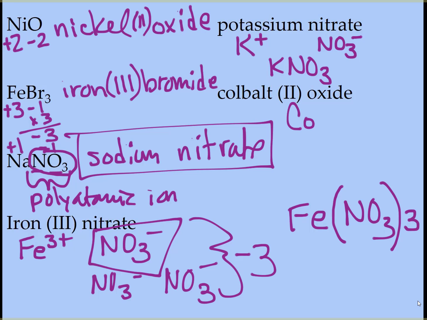Cobalt is CO, and it's a +2. I know that because this always goes with the metal, and the oxygen is a -2. And look, a +2 and a -2, I can just put them together. But that is how you write these ionic compounds.